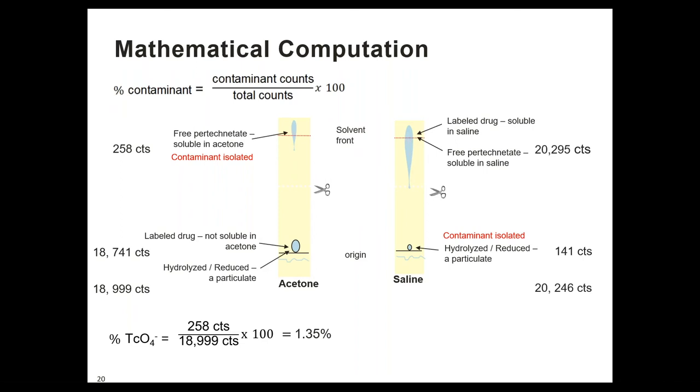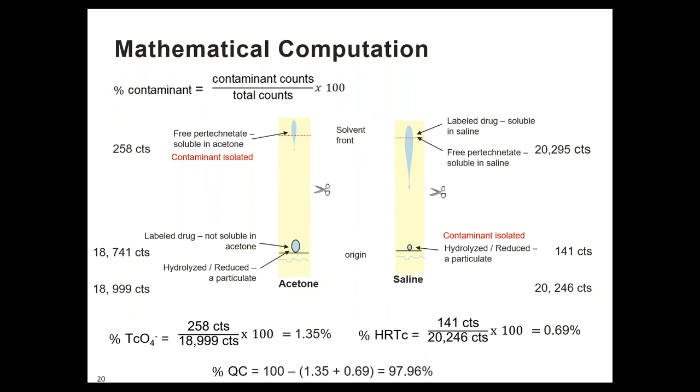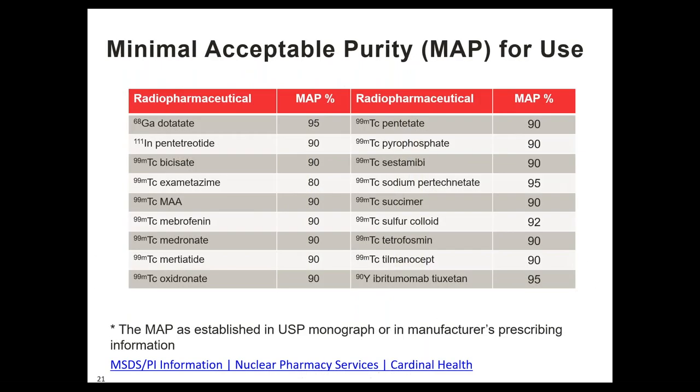Apply some numbers to this example. We had 20,295 counts on the top. That's good MDP and free tech. What remains at the bottom is the hydrolyzed reduced contaminant, 141 counts. We've got a total, 2246. Again, the same calculation, contaminant divided by total. We've got 0.69% hydrolyzed reduced. The good MDP is the sum of the contaminants subtracted from 100. In this example, we have a 97.96% good MDP. Now, is that good enough for use?